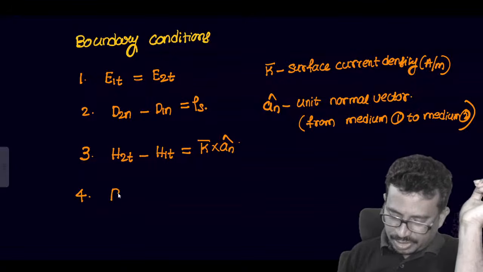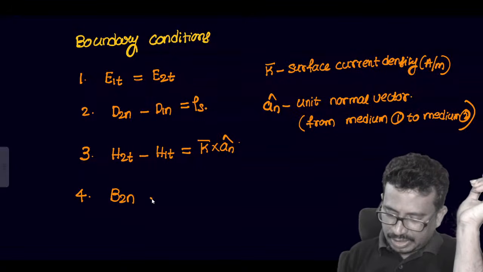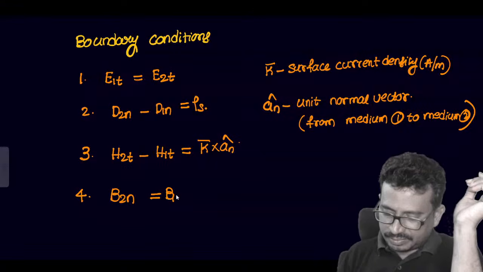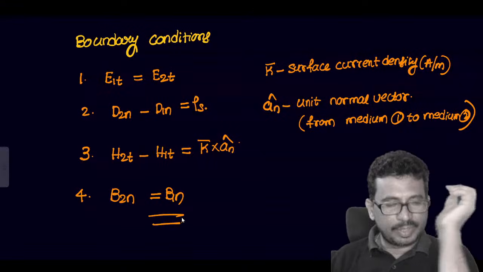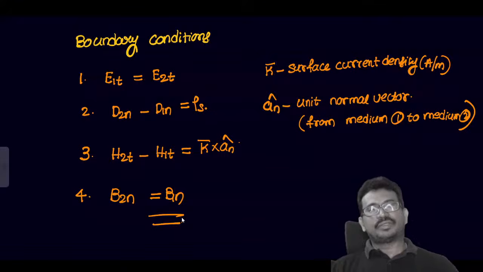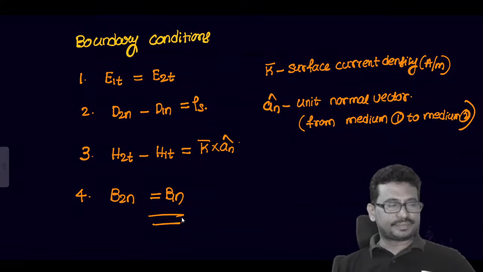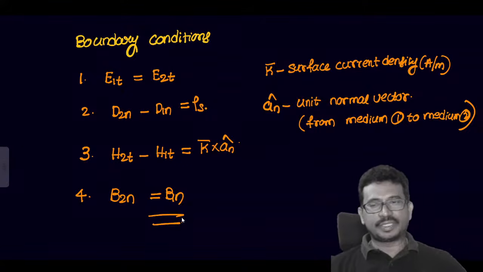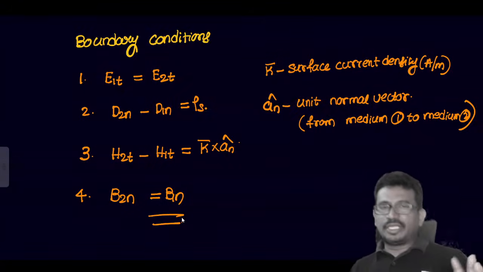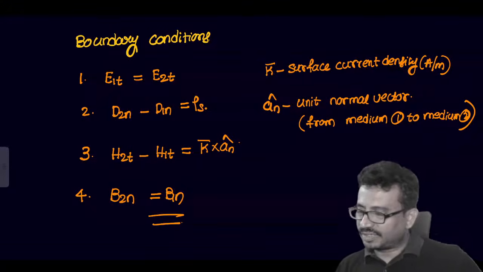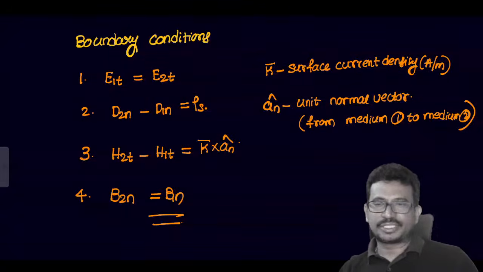And the fourth boundary condition is B2n is equal to B1n. These are the boundary conditions. So finally we have the 4 Maxwell's equations and 4 boundary conditions.